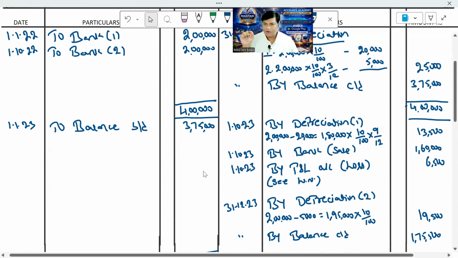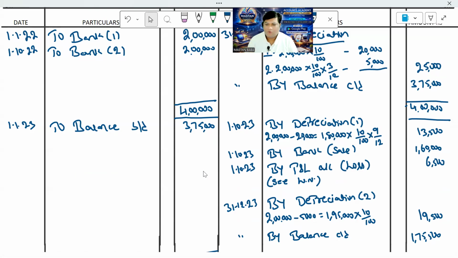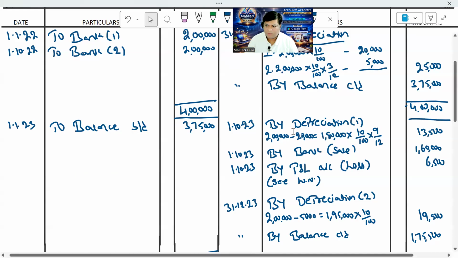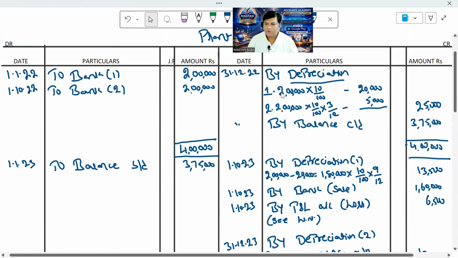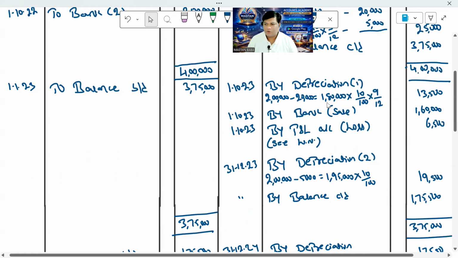But the first plant was sold in the next calendar year, on 1st October 23. So I wrote the date 1st October 23. By depreciation I have calculated the depreciation exclusively related to the first plant. I told you in the previous model that doing it this way makes it easy. So what is the first plant's value? In the previous year it was 2 lakhs, and the first plant's depreciation was 20,000. So 2 lakhs minus 20,000 is 1,80,000 into 10/100, utilized for 9 months, so 9/12, that is 13,500. Immediately I wrote by bank the sale value. We know the sale value given in the question is 1,60,000.